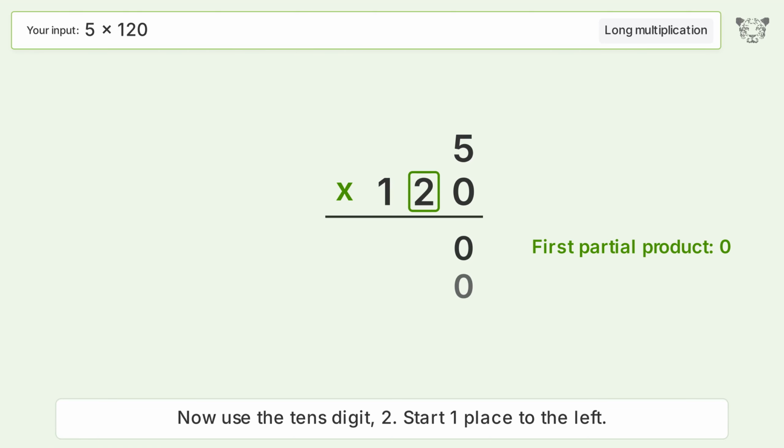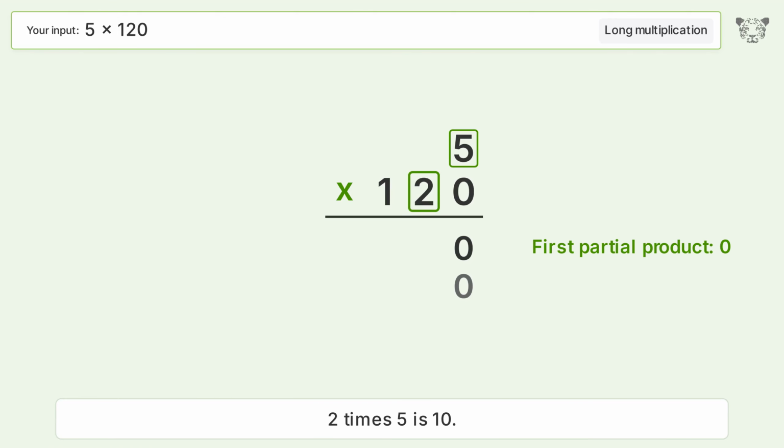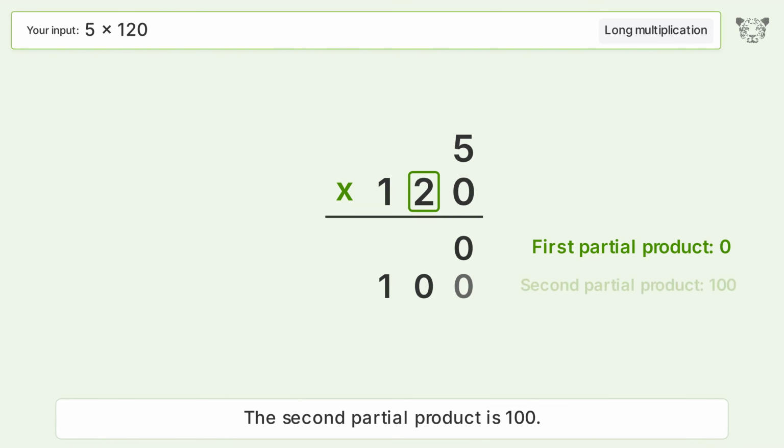Now use the tens digit, 2. Start one place to the left. 2 times 5 is 10. The second partial product is 100.